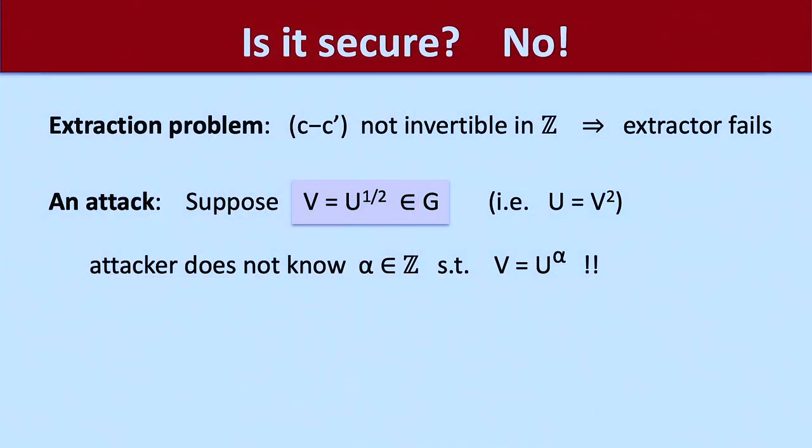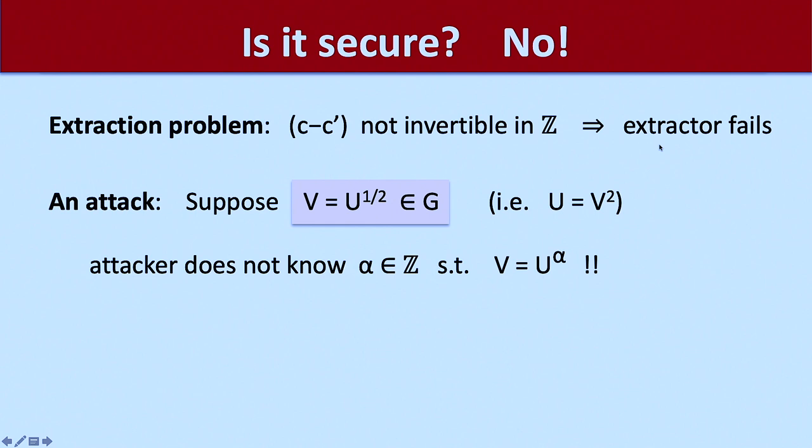First of all, we run into an extraction problem. Remember how when the group had known prime order, to extract, we needed to assume that delta C was invertible mod Q. Well, now we need to do inversion over the integers. But there are not too many delta C's that are invertible over the integers. Only 1 and minus 1 are invertible. Otherwise, delta C is not invertible, so our extractor fails. So immediately our proof of security kind of evaporates.